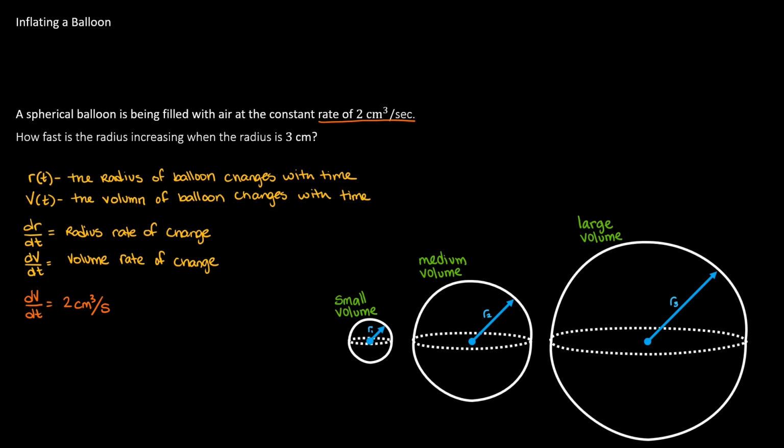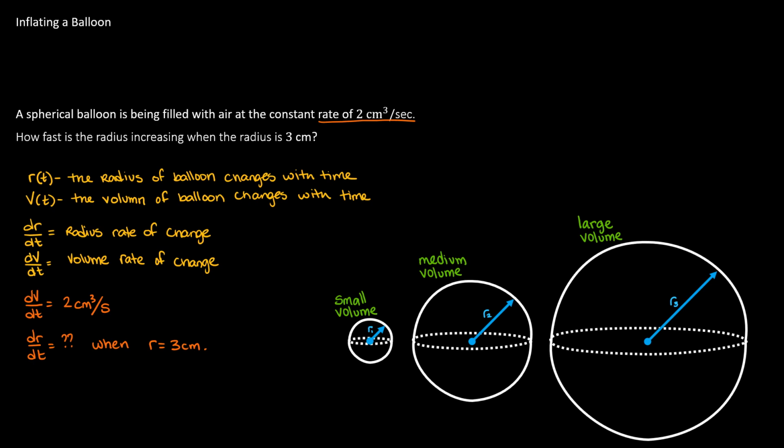And we're asked how fast the radius is increasing. We're looking for dr/dt, and we're asking at the specific moment in time when it hits a radius of 3 centimeters. 1 second longer and the radius is no longer 3 centimeters. So we want that instantaneous rate of change when the radius is 3.